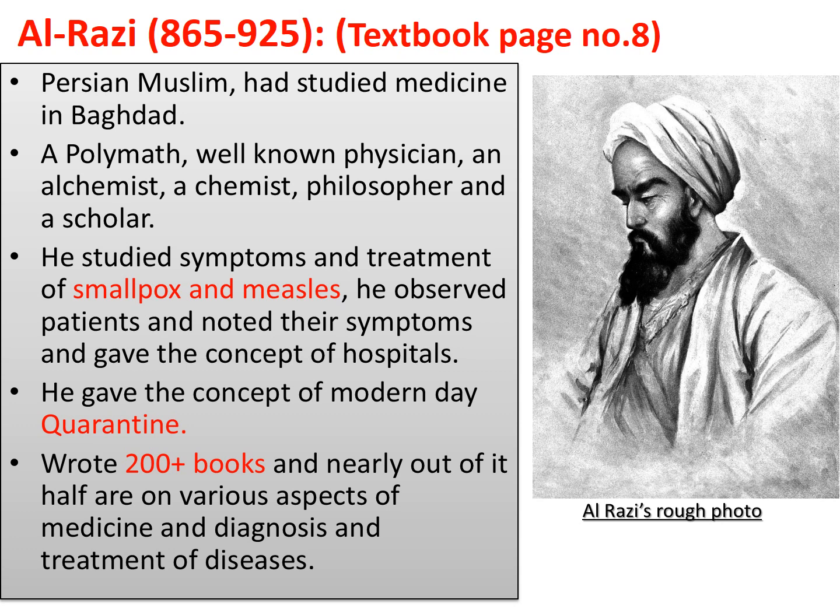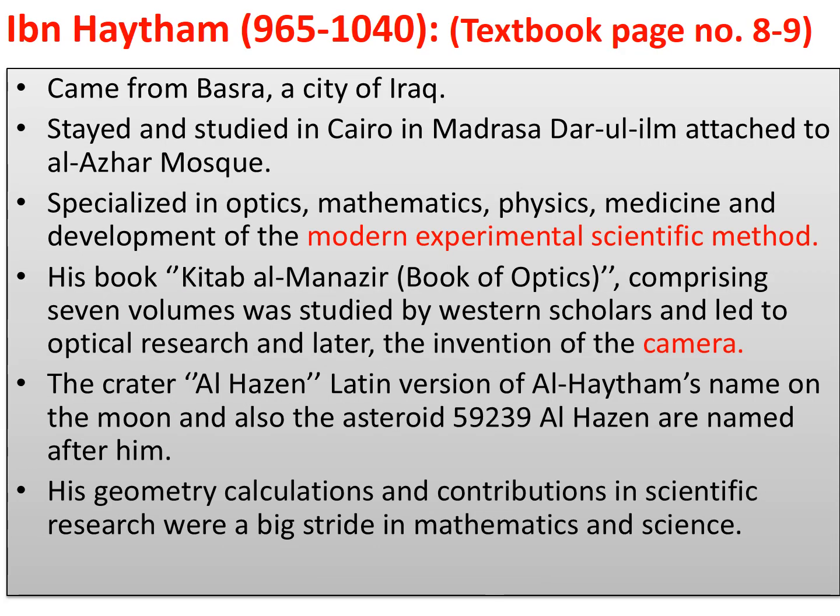And let's move to the next slide, which is Ibn al-Haytham, 965 to 1040, textbook page number 8 and 9. He came from Basra, a city of Iraq, and stayed and studied in Cairo in Madrasa Dar al-Ulum, attached to Al-Azhar Mosque. He specialized in optics, mathematics, physics, medicine, and development of the modern experimental scientific method that we generally study when we study science. His book Kitab al-Manazir, Book of Optics, comprising 7 volumes, was studied by Western scholars and led to optical research and later the invention of the modern day camera that we have.